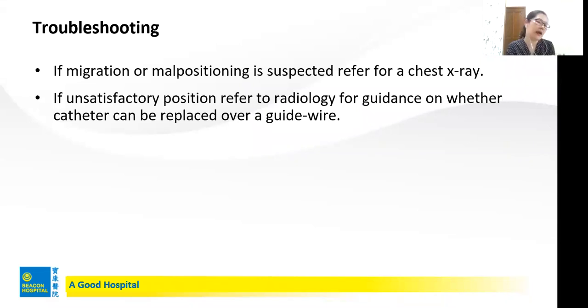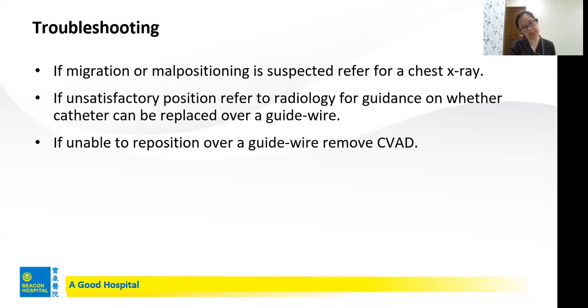So if the position is unsatisfactory, then we can refer to radiology for guidance on whether the catheter can be replaced over a guidewire. Sometimes it can still be rescued, okay? And this depends on how bad it happened or how long it has been pulled out, so let radiology evaluate. Is it possible to replace or not possible? If unable to reposition over a guidewire, then too bad. You really have to remove the CVAD.